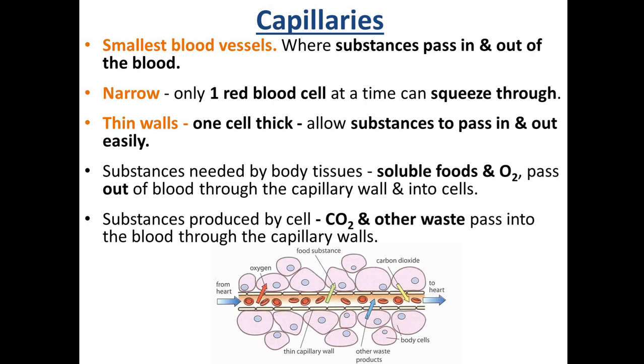Body cells need soluble foods such as glucose and also oxygen for respiration, so these pass out of the blood through the capillary wall into the cells. But the substances that cells produce, carbon dioxide and other waste such as urea, will pass back into the blood through the capillary walls.